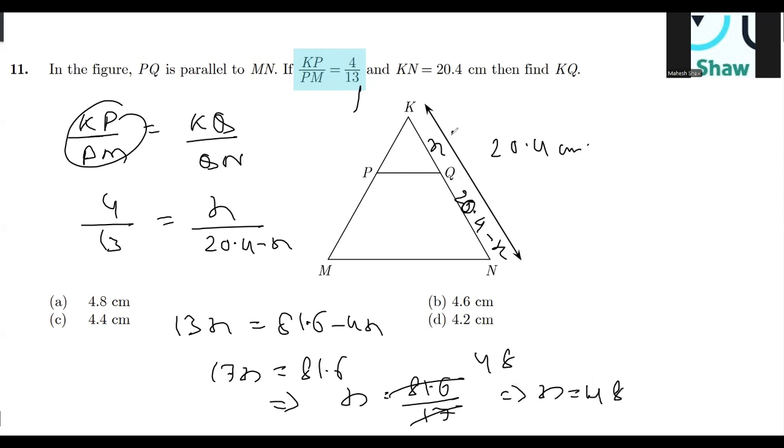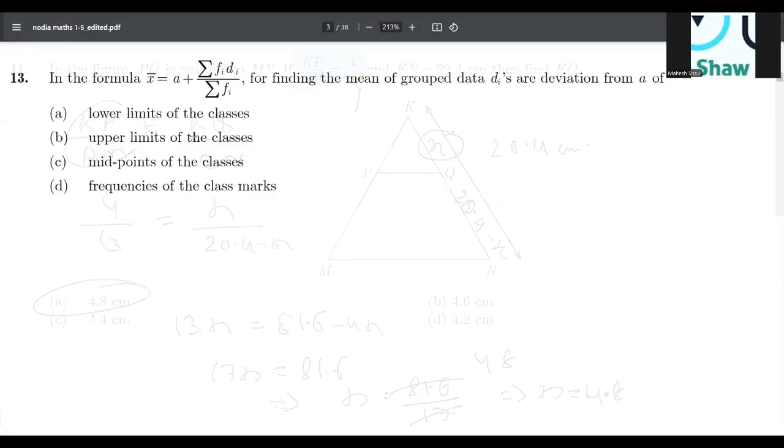Now, this is what we had to determine. And where is the option? There is 4.8, yes, option A. So option A is correct in this case.